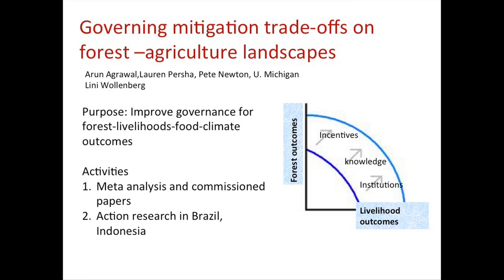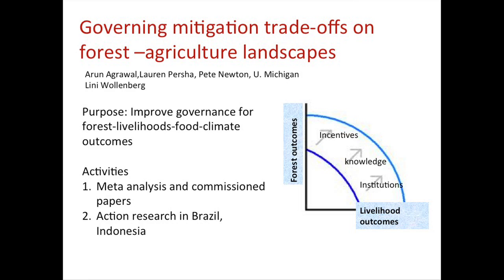So the project is a collaboration, as all of the CCAPS projects are, with University of Michigan, specifically Arun Agrawal and Lauren Persha, who was there at the time, and Pete Newton, who's now replaced her. These two guys are postdocs, and then myself in a very, very minuscule way. And our purpose is just very fundamentally to improve those things I just talked about, the governance of agriculture and forestry landscapes for these multiple outcomes.